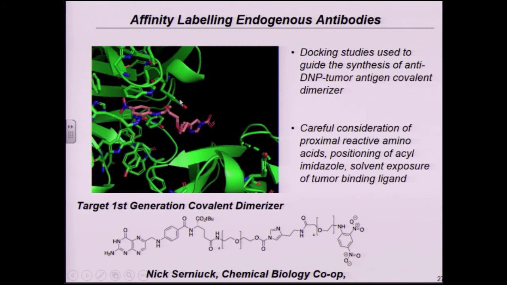You can see here that the docking is predicting this tyrosine in close proximity to this reactive acyl-imidazole carbonate, which suggests that this tyrosine has a good chance of being covalently labeled with this tumor-targeting folic acid derivative, which will allow it to bind folate receptor, which is overexpressed on a large number of cancer cells, especially ovarian.